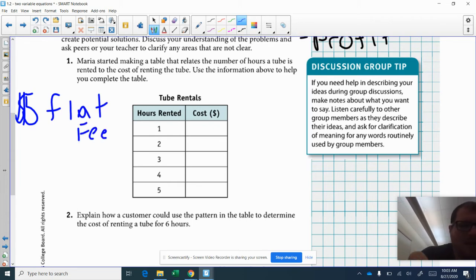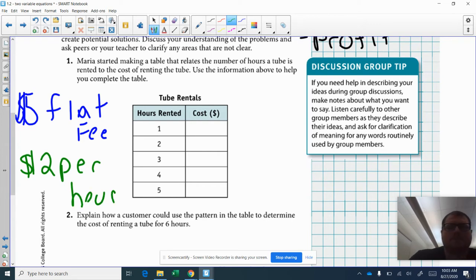As well as we have $2 per hour. So if I'm thinking about this problem here and just building out this chart, I could probably do this in my head, but let's just write out the math so we can see what's happening, okay?